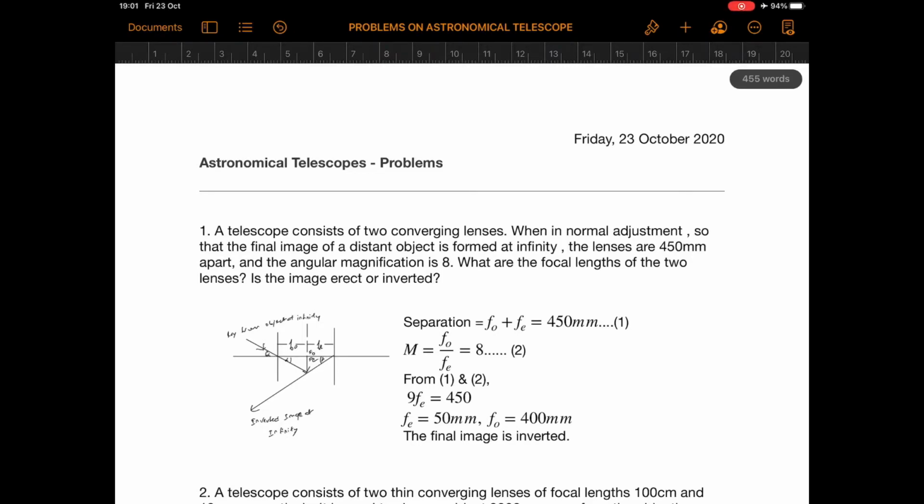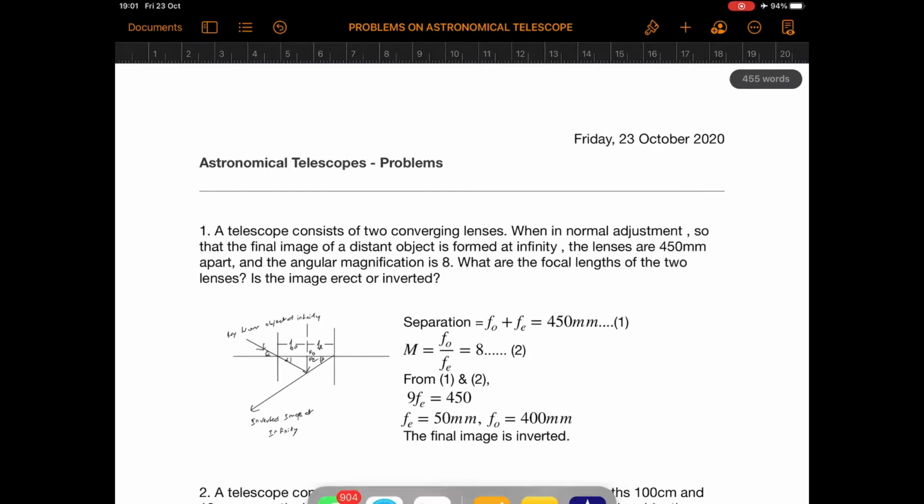A telescope consists of two converging lenses. When in normal adjustment, so that the final image of a distant object is formed at infinity, the lenses are 450 mm apart and the angular magnification is 8. What are the focal lengths of the two lenses? Is the image erect or inverted?